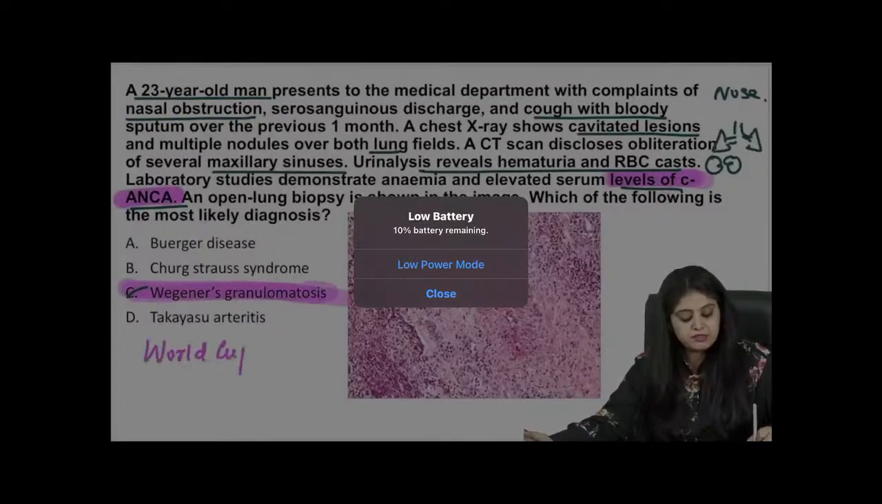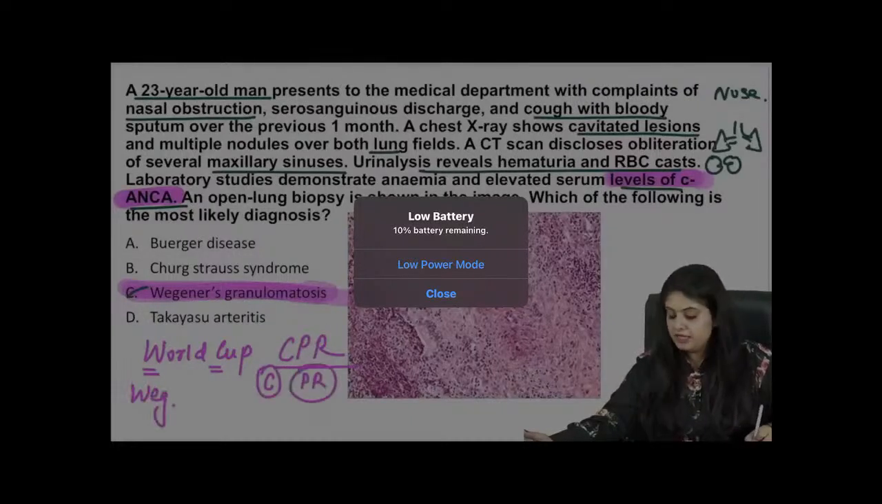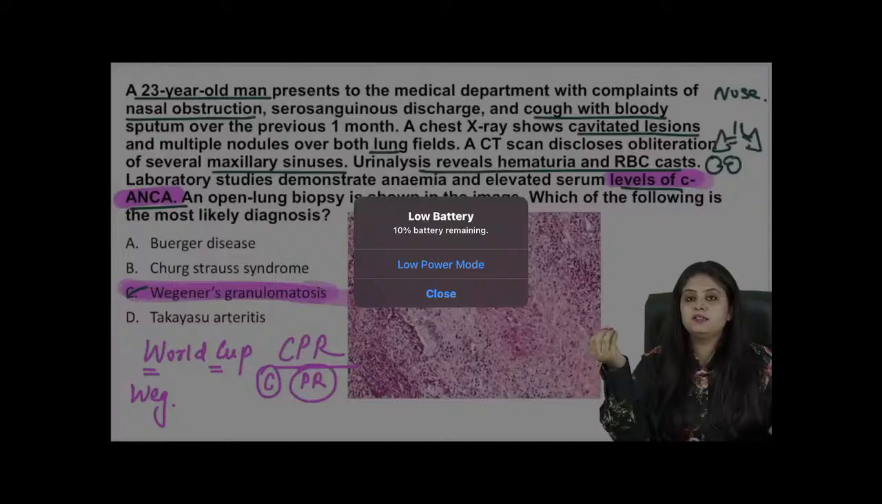Is there involvement of blood vessels? Of course, there is some involvement of blood vessels because the patient is having anemia and bleeding. Is there involvement of kidney? Of course, hematuria. Involvement of lungs? Of course, there are nodules in the lungs. The triad is formed: blood vessel, kidney, lungs.